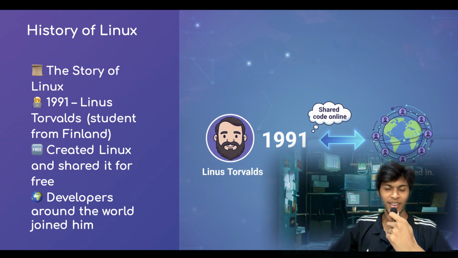Let's go back to 1991. A college student from Finland named Linus was just curious about how computers worked. He was using another system at that time, which was the Unix system, but it was very expensive. So Linus thought, I will make my own. He built a small version of Unix and uploaded it online and said, I made this for fun, and if anyone wants to join, they can join. So people from all over the world joined him. They fixed problems, added features, and kept everything moving. And this is how Linux was born.